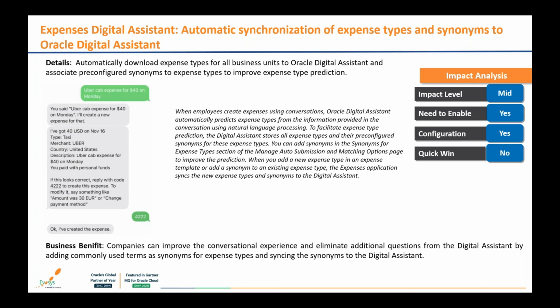The configuration required is that against the expense type, we need to specify some synonyms, that is, on what basis Oracle Digital Assistant can link those expense types to those expense words. And this gets automatically synchronized between the Oracle Digital Assistant and the configuration in the system. So Oracle has introduced the conversational ability of the digital assistant, wherein just by providing what kind of expense it is, the system will automatically map it to the expense type.